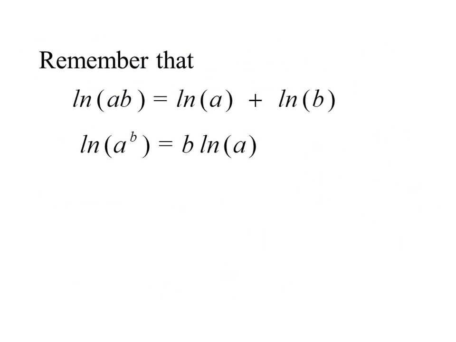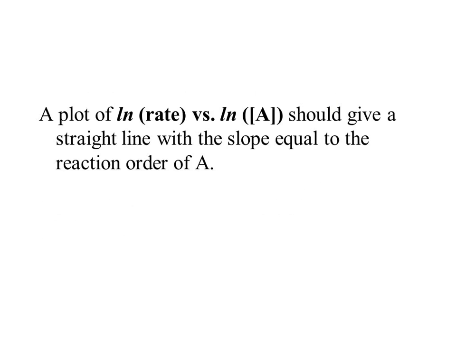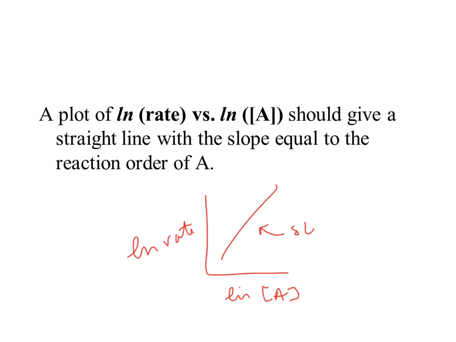Okay. And here's some laws. These are just a few of those on the sheet that I gave you. Take the natural log of a product. It breaks it out into the sum of the individual natural logs. You can say the natural log of something raised to a power is equal to that power times the natural log of that thing. So like I said, this is what you're going to be doing: ln of rate and ln of the concentration of the thing that you let vary. Slope is equal to reaction order.